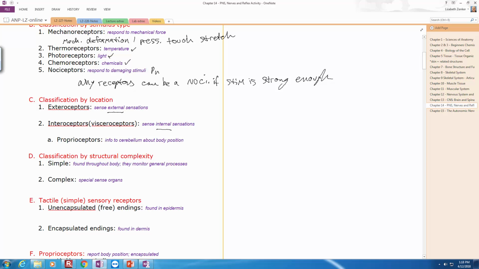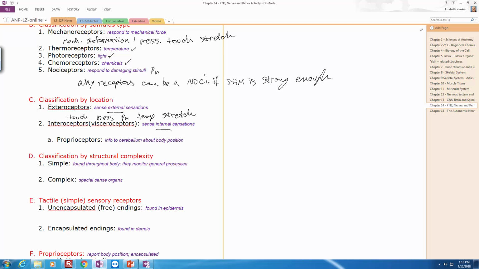So if we go back to extero, these external sensations, these can be touch, pressure, pain, temperature, stretch. Okay, any of those that you would experience from the outside touching your body, and your body could sense those outside stimuli, that's an exteroreceptor.